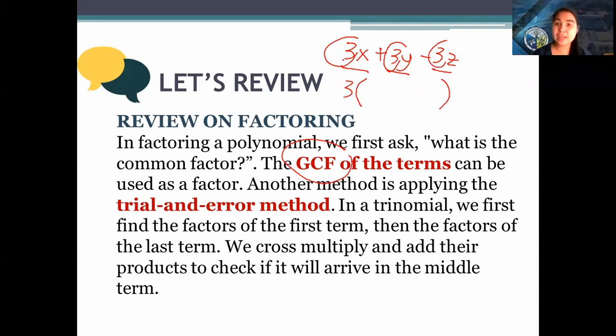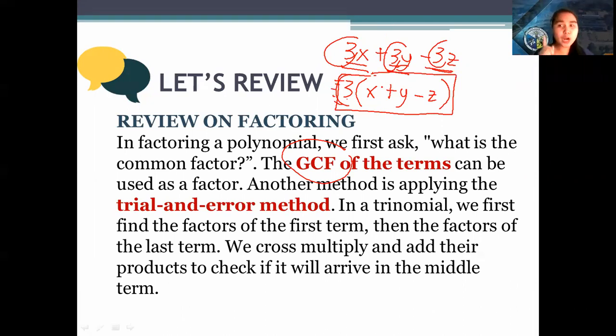Then we divide. 3x divided by 3, we're left with x. 3y divided by 3, we have positive y. Negative 3z divided by 3, we have negative z. So this now is the factor of the one we have on top.